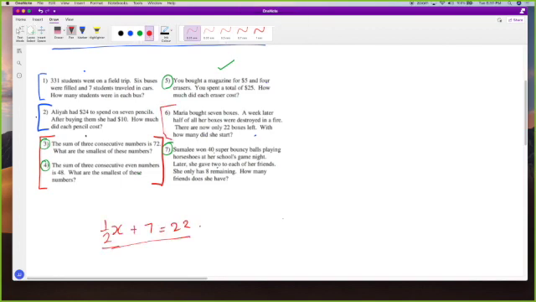All right. Maria bought 7 boxes. A week later, half of all the boxes were destroyed in a fire. There are now only 22 boxes left. How many boxes did she start with? All right, so let me just say that she had X amount of boxes to start with. Then Maria bought 7 boxes. So the boxes that she has there, she goes and buys 7 more.